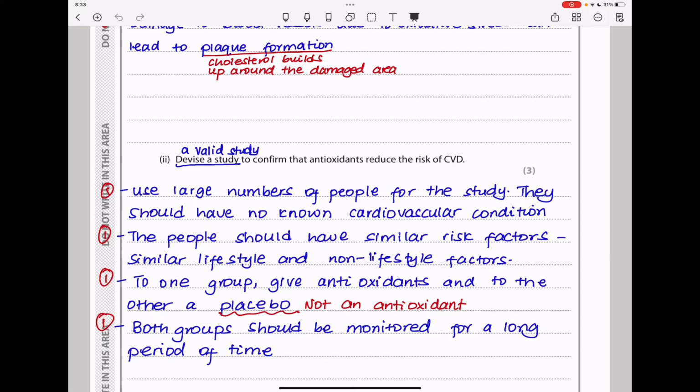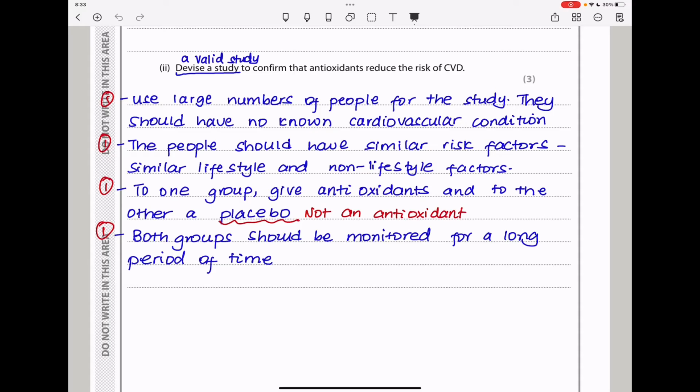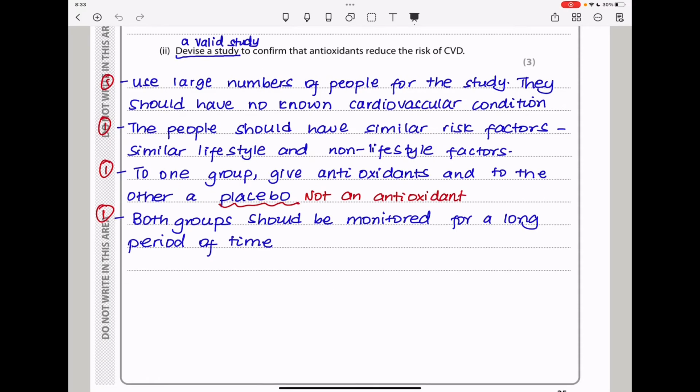They should have the same risk factors, they should have similar lifestyles, and if possible, let them have similar non-lifestyle factors, like let them be of the same age, let them be of the same sex. Then to one group, we could give antioxidants, and to the other, we could give a placebo, meaning something that is not an antioxidant. And then both groups can be monitored for longer periods of time to see if there is progression of cardiovascular disease in order to see if the antioxidants are working or not. Let's continue.